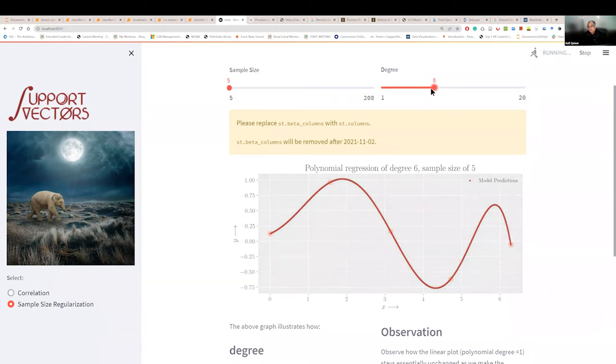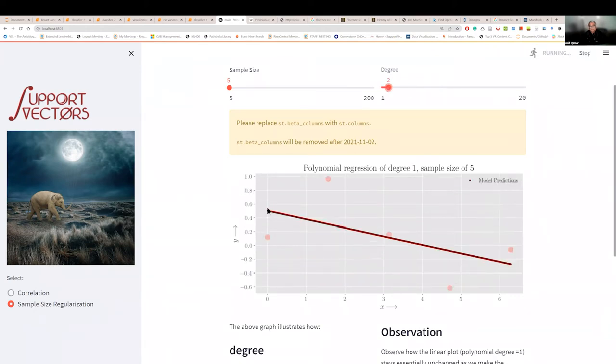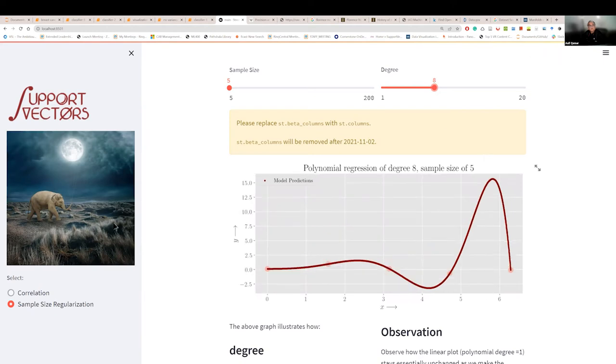Suppose I go to 7th or 8th degree. Do you notice that at the end, the oscillation has become huge? All these data values, if you really look at the range, used to be between 0 and 1 on this side and minus 0.5 on this, or maybe minus 1 to 1. But by the time you go to an 8th degree polynomial, it is building a model whose value goes up to 15. Do you see that? This looks hugely suspicious, I hope.